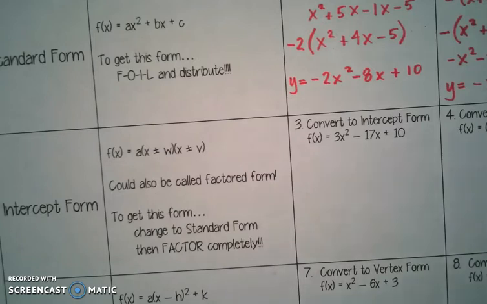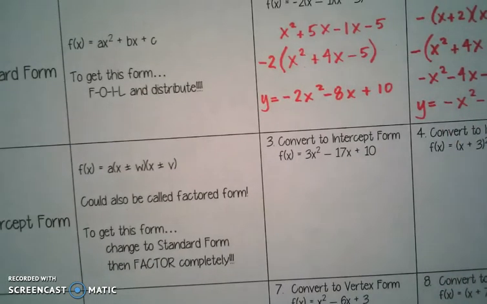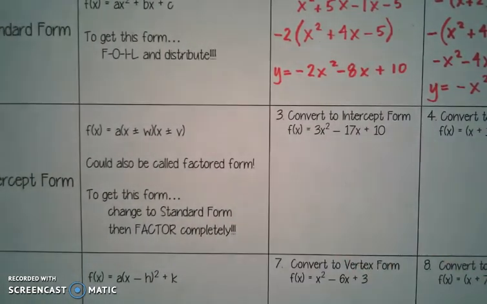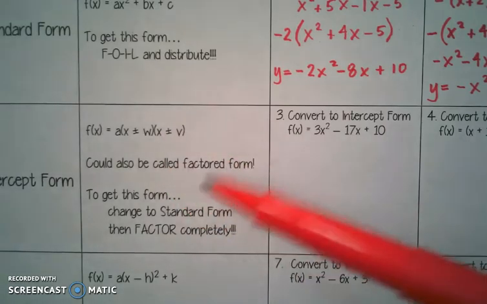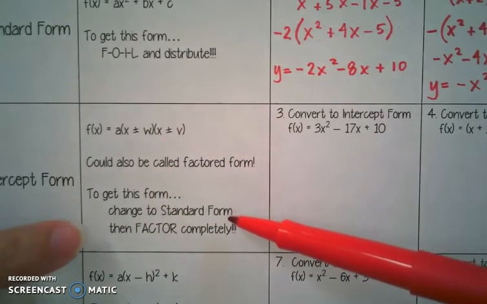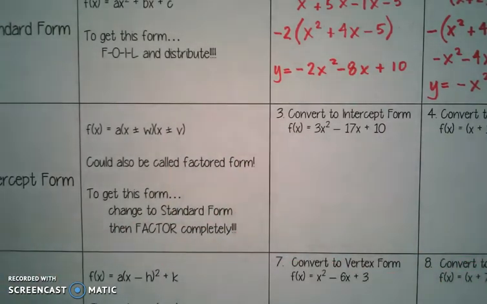Okay, all right. Now we're on Intercept Form. So Intercept Form is the one that is basically factored form. This is where we could see what the factors are. To get this form, we need to go to standard form first and then factor completely. So again, standard form is pretty important because we always eventually include that somehow.